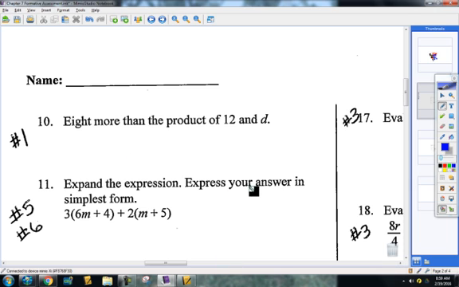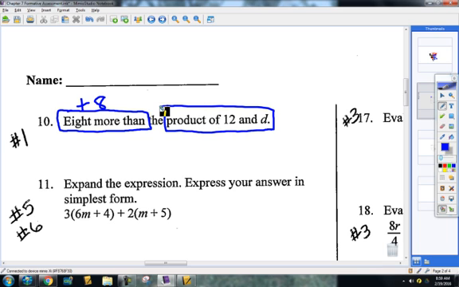Okay, number 10, 8 more than the product. Now, when you see 8 more than, what are we talking about here? Addition. So we're adding 8. Okay, the product of 12 and d. How would I write the product? Product is multiplication. How do I show the multiplication of a number and a variable? Yeah. There's a number touching the variable. So we would write 12d plus 8.